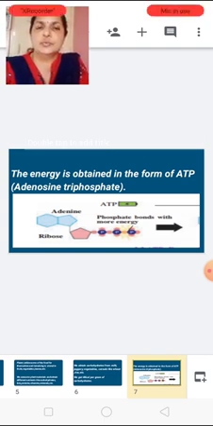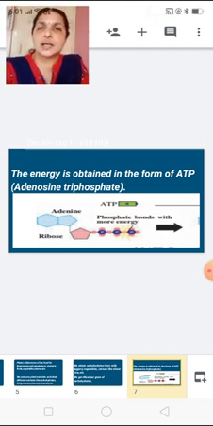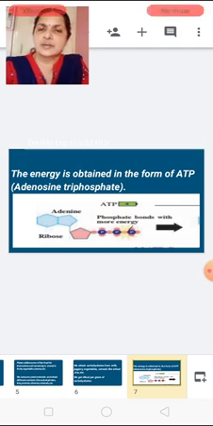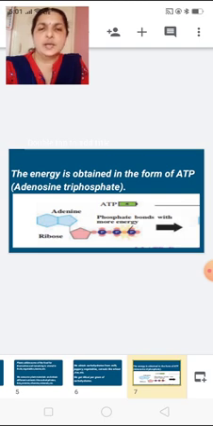What is the full form of ATP? It is adenosine triphosphate. From the name itself, you can make out how many phosphate groups will be here. Triphosphate, so there will be 3 phosphate groups. Adenosine is a nitrogenous compound, along with a pentose sugar, which is ribose, and 3 phosphate groups are present.